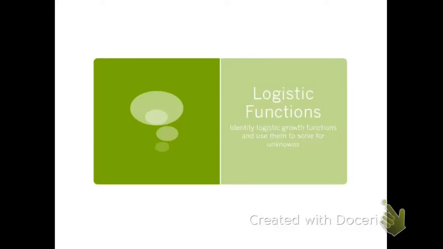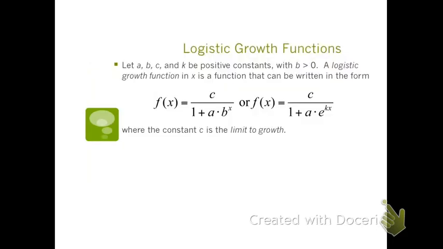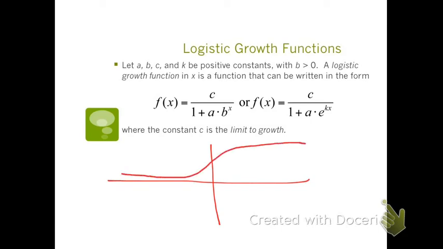Not all growth follows an exponential model, and particularly ones that have a restriction to them follow a logistic function. So we're going to talk about that. So logistic function, here's what the equation looks like. The graph looks something like this. And we're going to have an asymptote here, and you have an asymptote here.